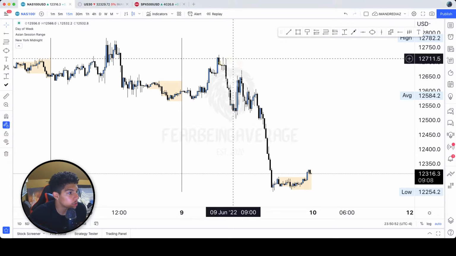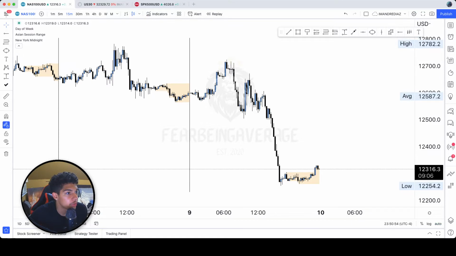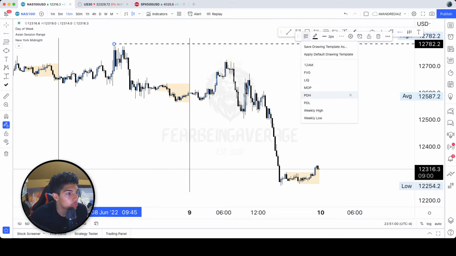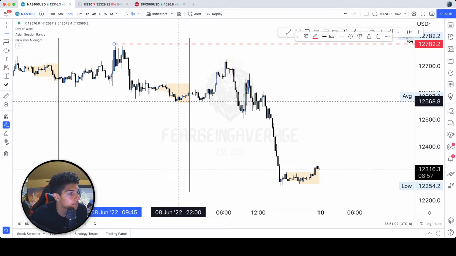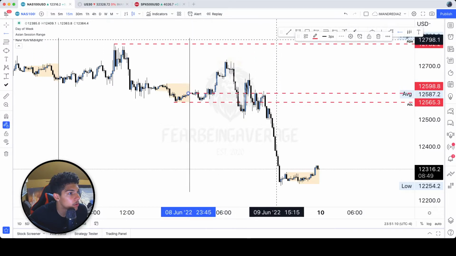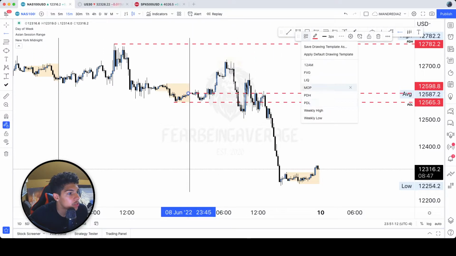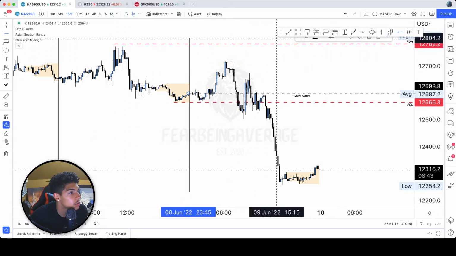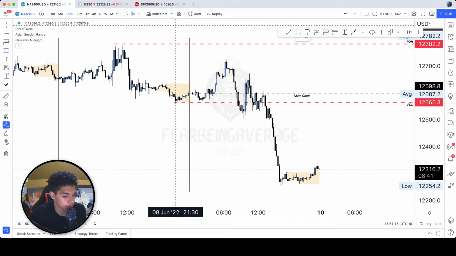So the first thing we're going to do is start off by marking up the previous day's highs, the previous day's lows, and this is going to be part of my 3-point outline that I always like to do. Previous day's high, we got the previous day's low, which is in confluence with the Asian session low. We're going to get the 12 a.m. open, which is right in here. And then we have the Asian session also, which I'm going to outline with this box right here.